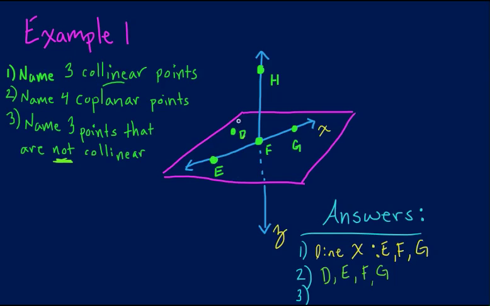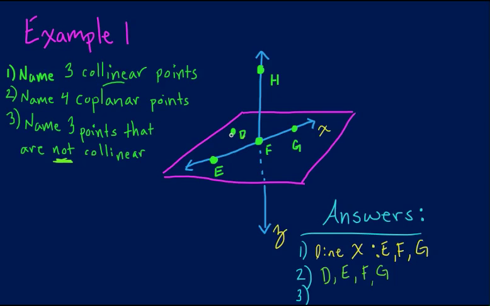We could say E and D are coplanar though, right? Because they share the same plane, but E and D are not collinear because they do not share the same line. Again, let's go over that one more time just in case you got confused here. If we look at line X, we see E is on there, but D and H are not on line X, which is perfect because that means that E has nothing in common as far as being collinear with these.